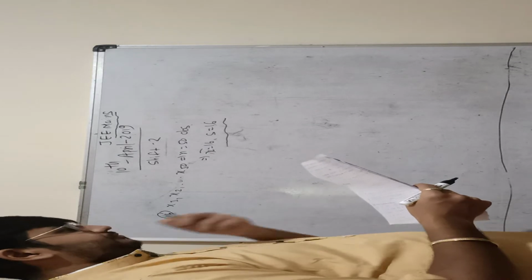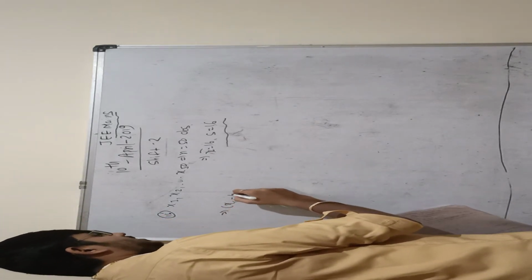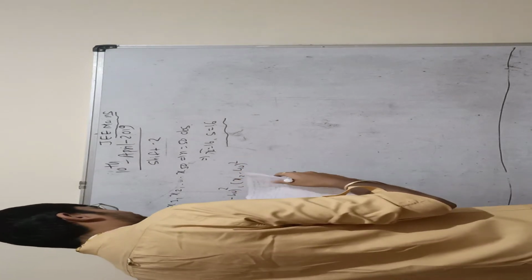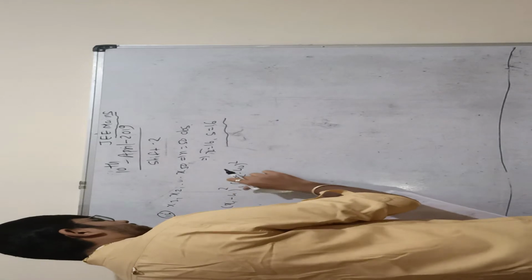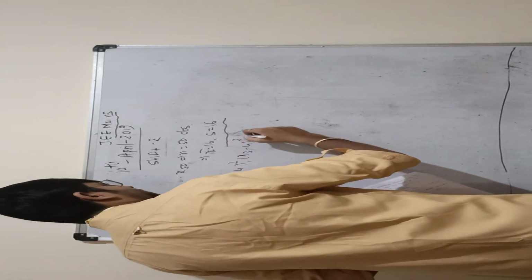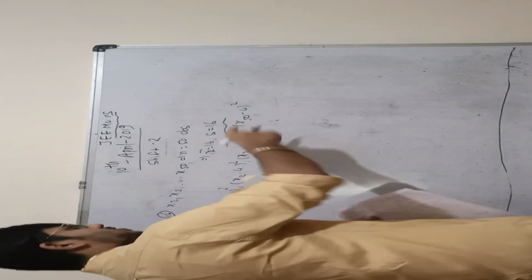Both are equal. So we have to find the mean of (x1 minus 4) whole square, (x2 minus 4) whole square. Sorry, not 40, it's 4. (x1 minus 4) square, (x2 minus 4) square, (x3 minus 4) square, up to (x50 minus 4) whole square. We have to find the mean of this.